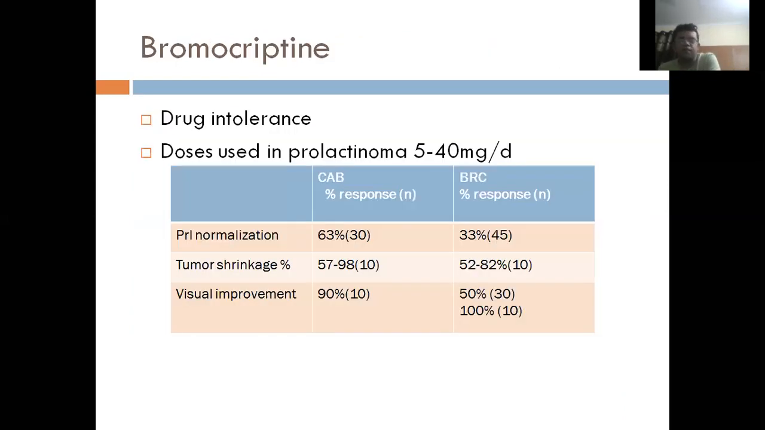The other option apart from cabergoline is bromocriptine, which can be used if you do not tolerate cabergoline, but generally side effects are less with cabergoline, and overall the efficacy is much more. As you can see in the table, in terms of normalizing prolactin, cabergoline is much more effective, in terms of tumor shrinkage, also visual improvement also.